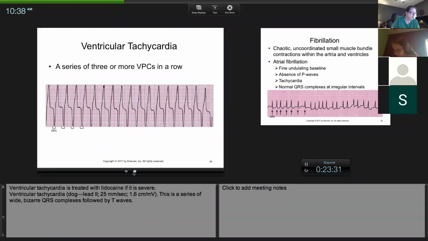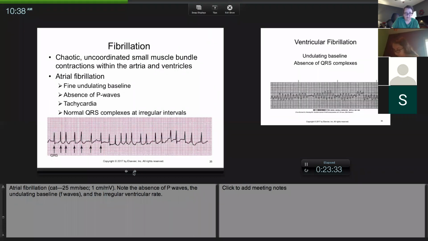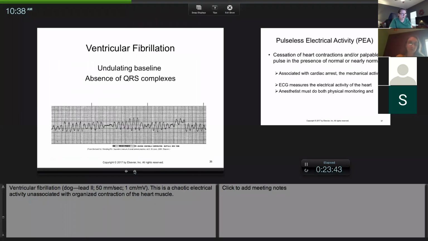And then fibrillation, the two kinds are atrial and ventricular. Atrial could potentially be treated. It is not an emergency, whereas ventricular fibrillation is, because there's no coordinated electrical activity.